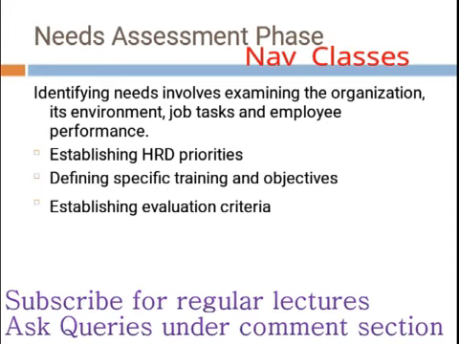So, the need assessment phase is to identify needs, and involves examining the organization's environment, job tasks, and employees' performance. We do this assessment at the organizational level, task level, and then individual person level. According to that, we establish human resource development priorities, define specific training programs and objectives, and establish evaluation criteria, to see whether those training programs are doing good in their way or not.